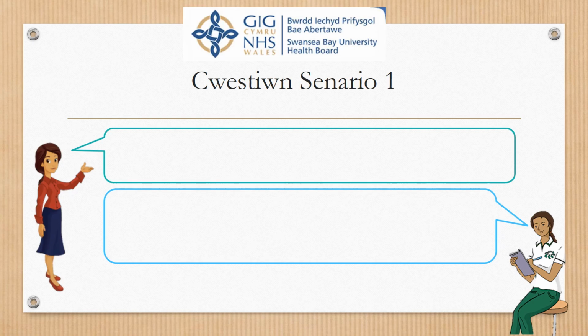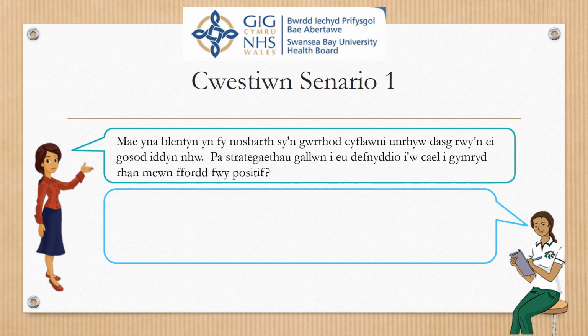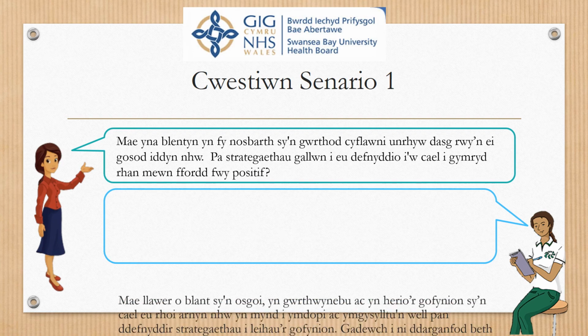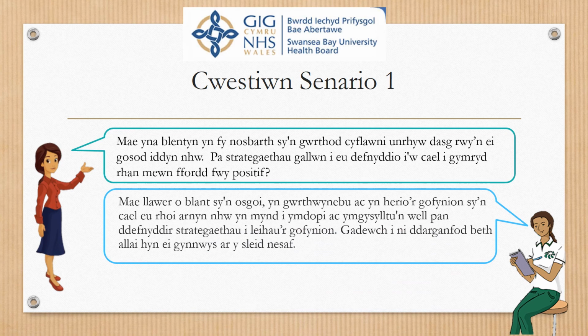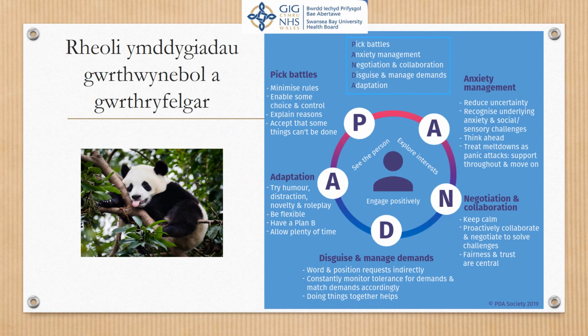So, time for a question scenario. There's a child in my class who refuses to complete any of the tasks I set them. What strategies could I use to get them to engage more positively? Many children who avoid, oppose and defy demands placed on them cope and engage better when strategies to reduce demand avoidance are used. Let's find out what this might include on the next slide.